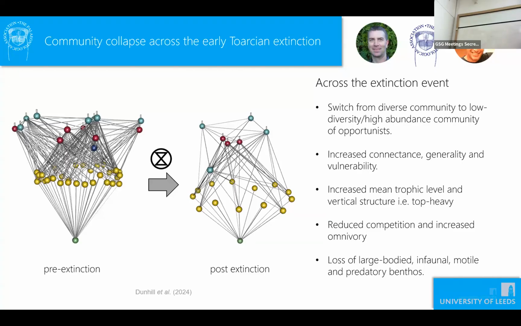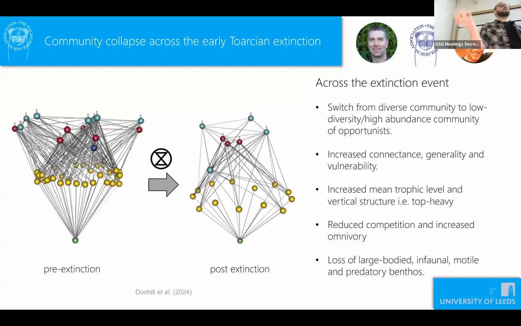So we go from a diverse community to a low diversity community with a high abundance of opportunists in our post-extinction world. We see increased levels of connectivity. So everything in our post-extinction world is a little bit more densely connected to everything else. We've got fewer things left, so they become a little bit more dependent on each other in terms of predator-prey interactions. And that increases the generality. So we've got more generalists.